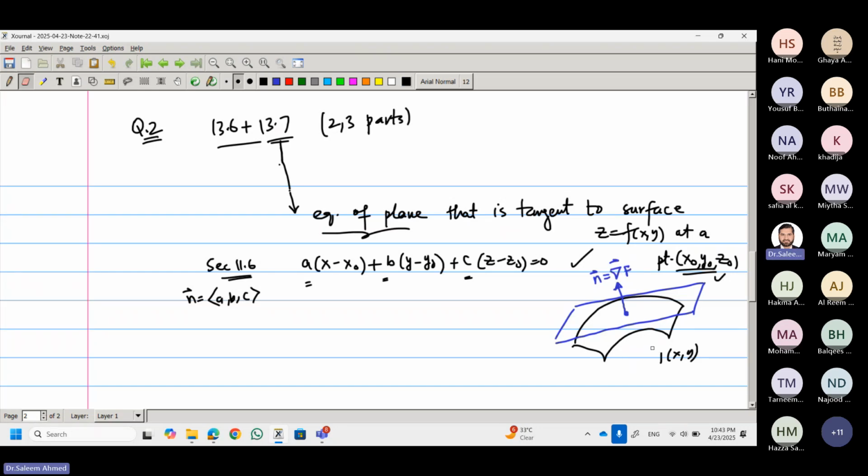If we write the surface in this form, f of x, y, z equal to a constant, we should bring everything to one side and write it equal to a constant or 0, at a point. So I have to find this. In 11.6, this vector is given. In 13.7, my vector is not given.